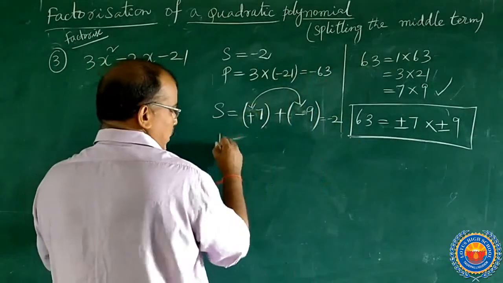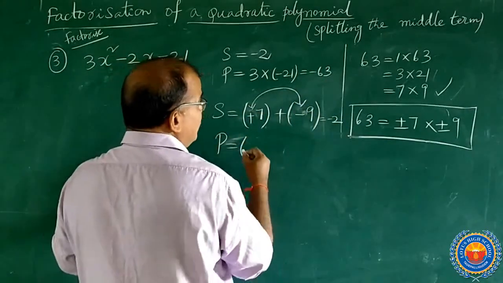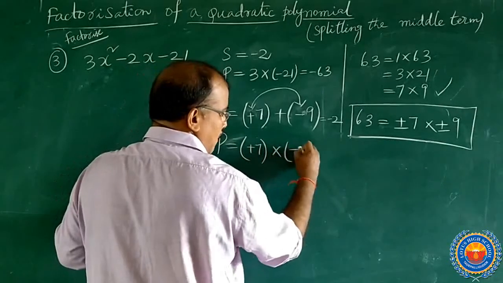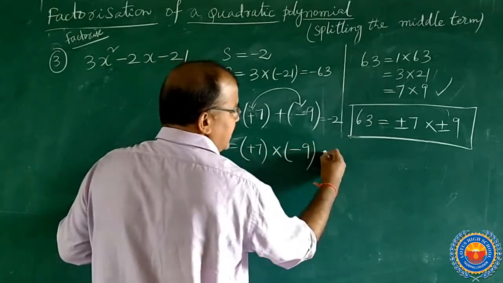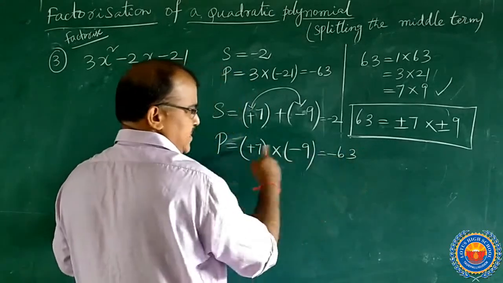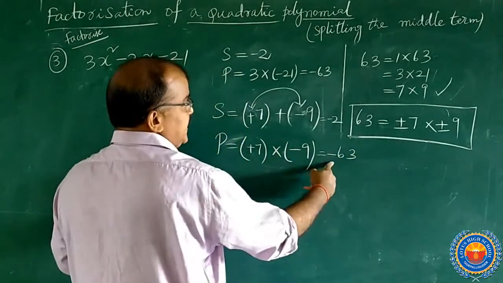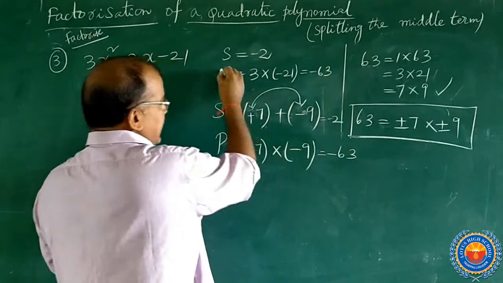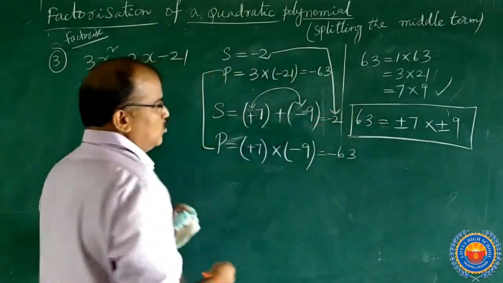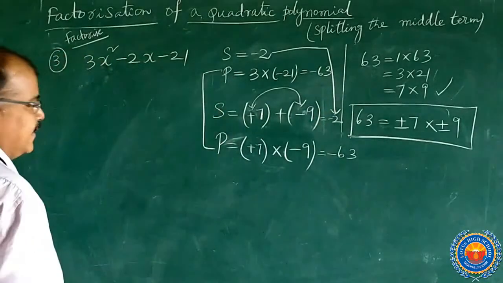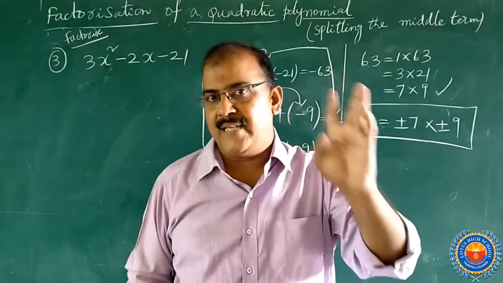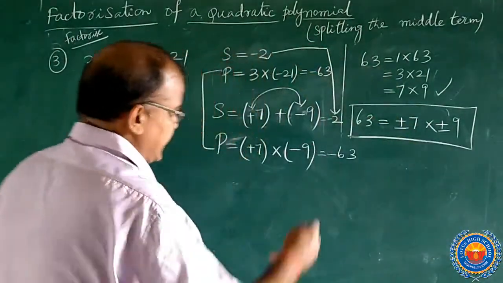I have to check about product. Product is plus 7 into minus 9. You know very well, 7 nines are 63. Plus into minus gives minus 63. Yes, this P and P will be matching, this S and S will be matching. So automatically my numbers are correct. My numbers are nothing but plus 7 and minus 9.